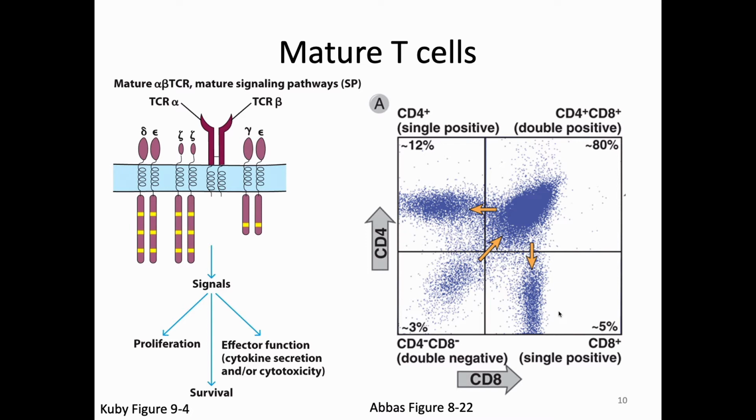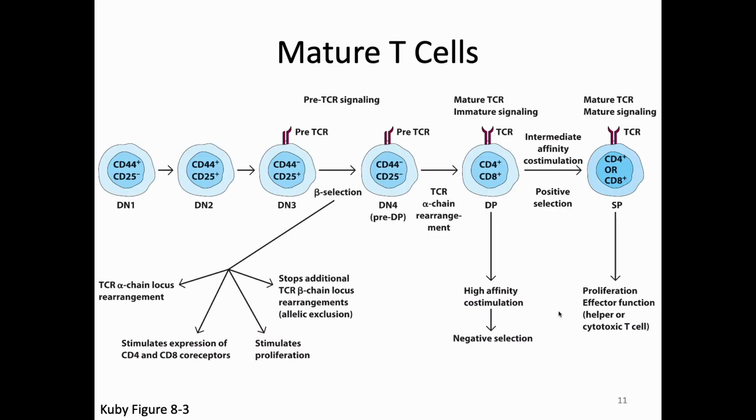So once the cell has dealt with all the steps we've seen, it will become single positive CD4 or CD8. Those are basically the cells that are on their way out, and it will leave the thymus. And now this cell is ready to get some signals through its T cell receptor to proliferate, survive, and do a thing against microbes. And so you can see these mature T cells here.